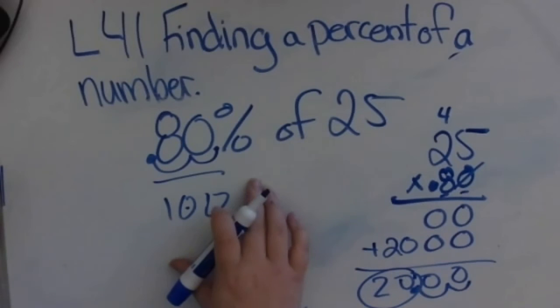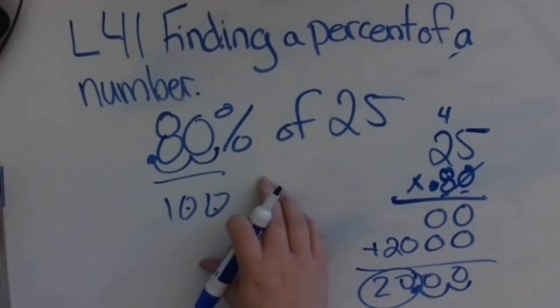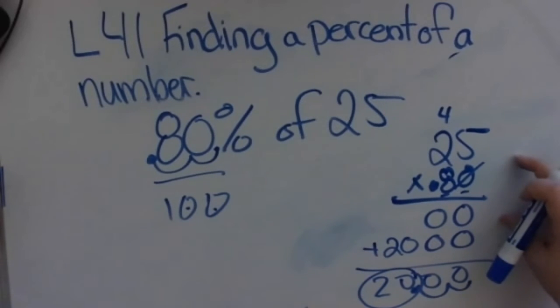Again, you could have taken this number, put it into lowest terms, then done division, and then multiplication, or you could just do the multiplication.